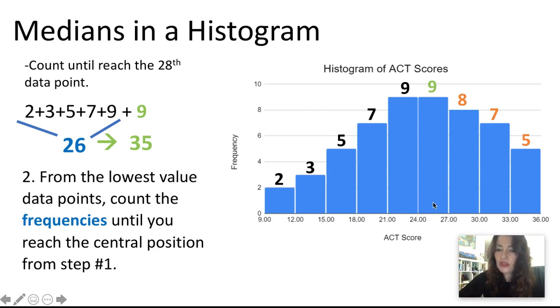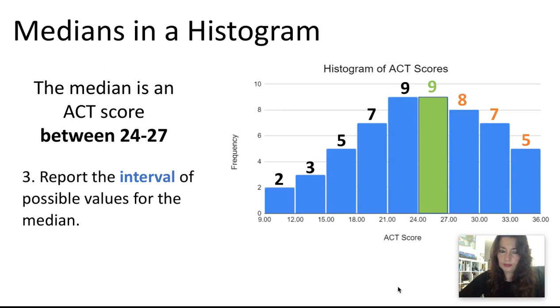Now be careful not to go to a score of 26 when you're counting this up. You want to go to the 28th item right here. So the median ACT score is between 24 and 27. Now, of course, unless we see the data, we actually don't know what the median score is. We can just say that it's between 24 and 27.